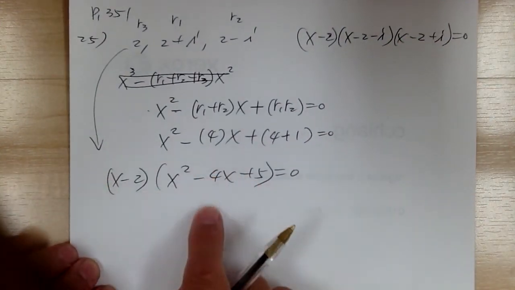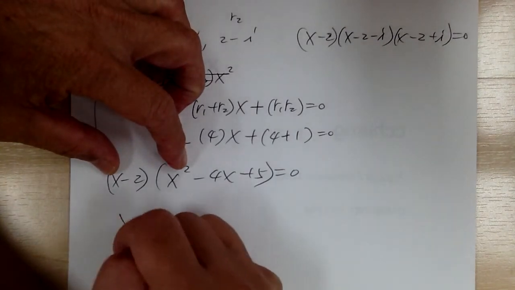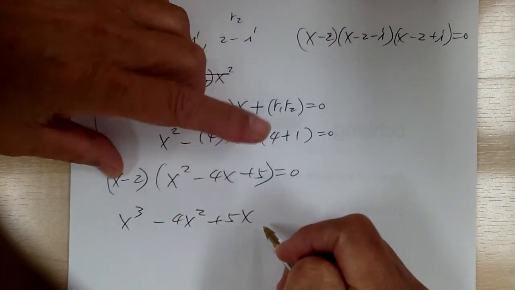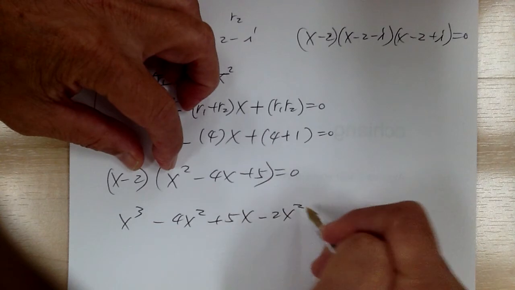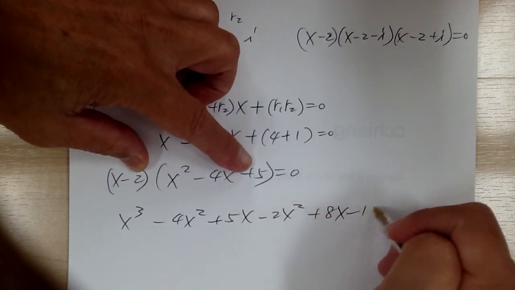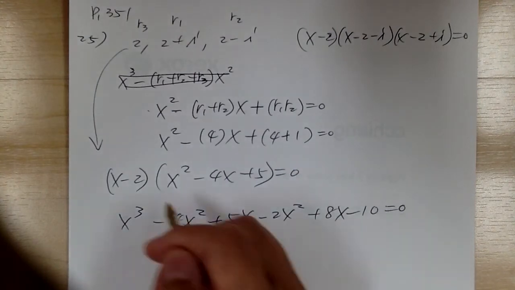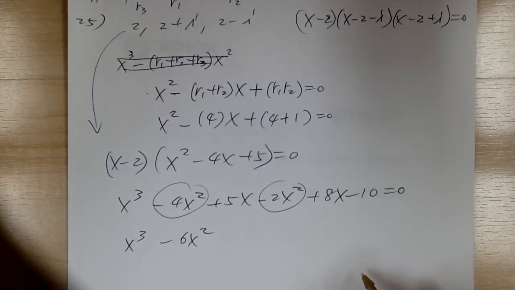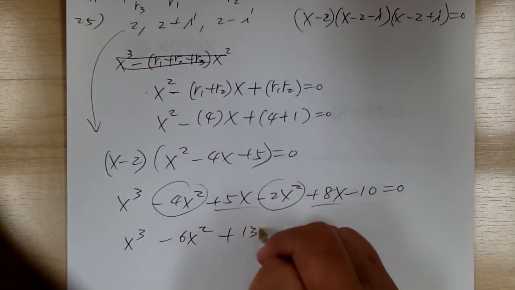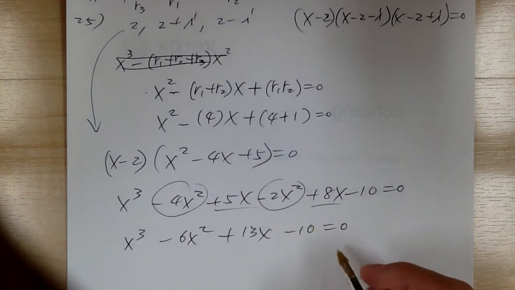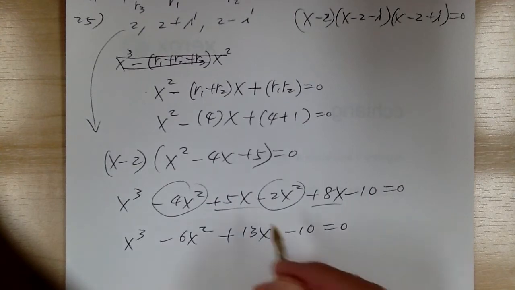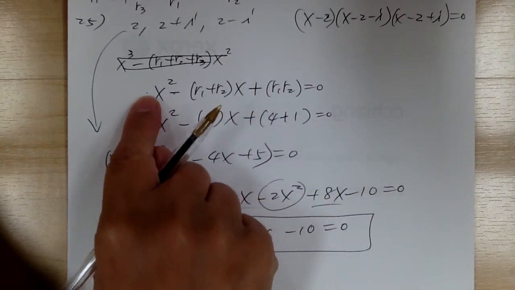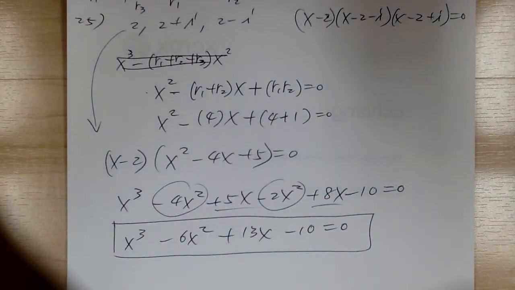So from here, now you can just do the regular distribution. It would be x to the 3 minus 4x squared plus 5x. When I'm done with the first one, I go to the second one. So minus 2x squared plus 8x minus 10 equal to 0. Now I can collect my terms. So this one and this one would be minus 6x squared, and this one would be plus 13x minus 10 equal to 0. So again, using the root equation is very powerful, but you have to make sure there's no number in front. Okay, let's go to the next one.